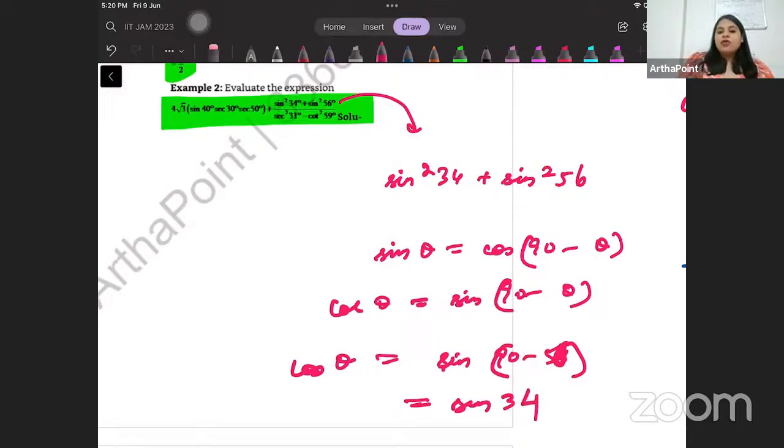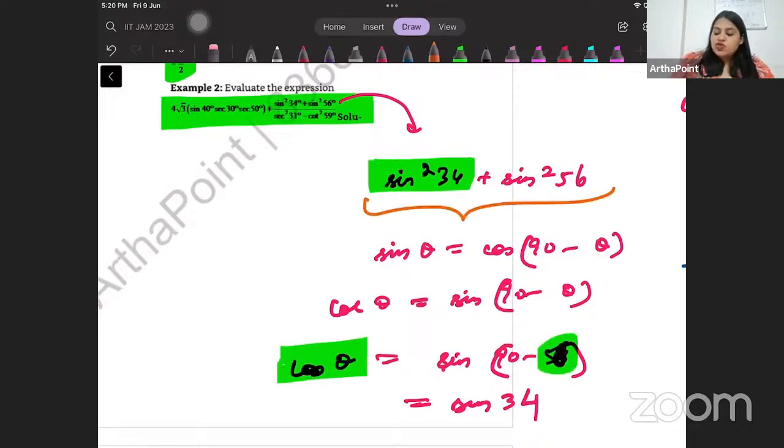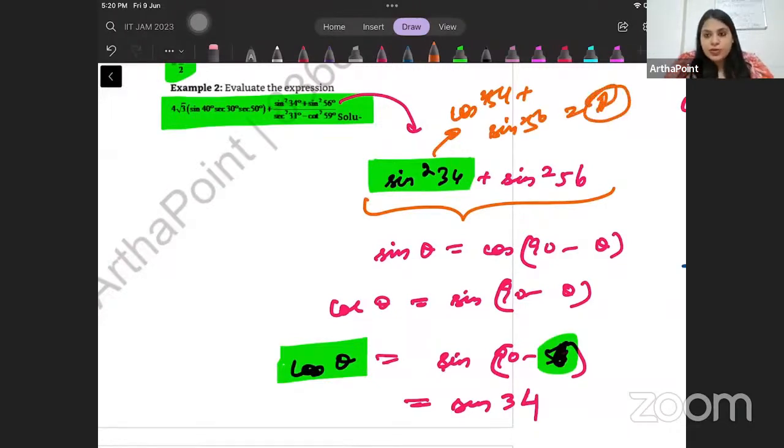So I can at any point say that cos sine square 34 can be replaced with cos square 56. So if I go ahead and solve this, it will be cos square 56 plus sine square 56. That means it will be 1. So the numerator will be 1. Are you getting it? I'm just using these same identities.